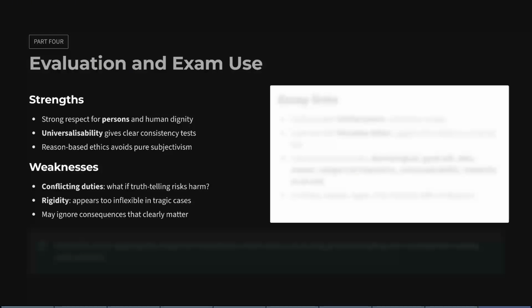Universality gives Kant's ethics a clear consistency test. Any principle that cannot be universalized without contradiction is impermissible. And this is demanding, but it's also transparent. You can apply the test and get a result. And because Kant grounds ethics in reason rather than feeling, preference, or cultural tradition, his approach avoids pure subjectivism. The moral law is not what I happen to feel or prefer, it is what reason itself requires of all rational agents.